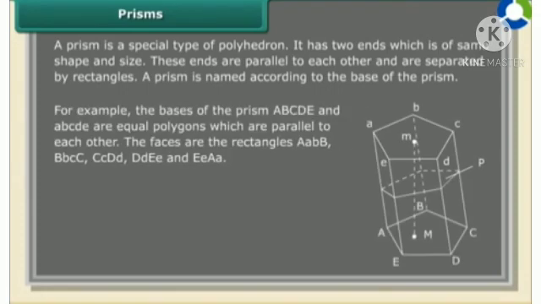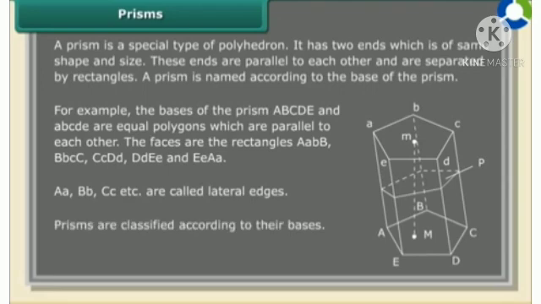For example, the bases of the prism, ABCDE and A'B'C'D'E', are equal polygons which are parallel to each other. The faces are the rectangles AA'B'B, BB'C'C, CC'D'D, DD'E'E and EE'A'A. AA', BB', CC', etc. are called lateral edges.